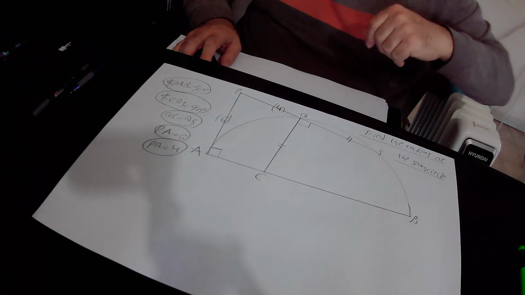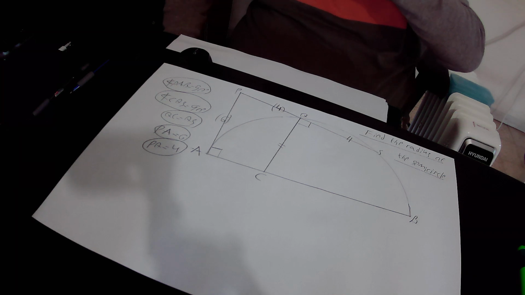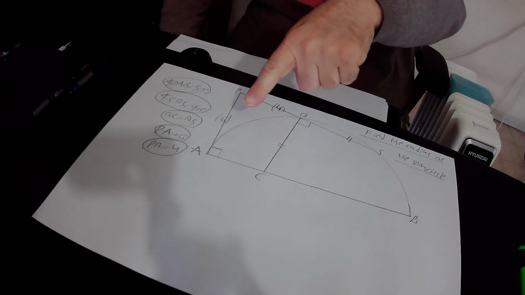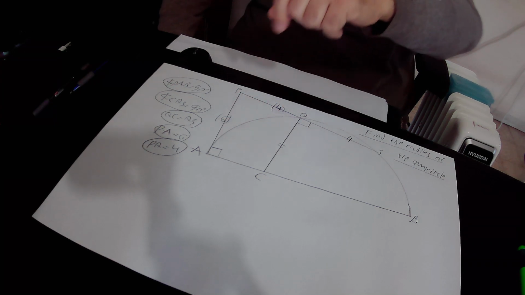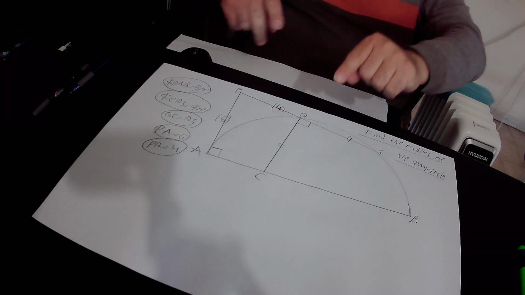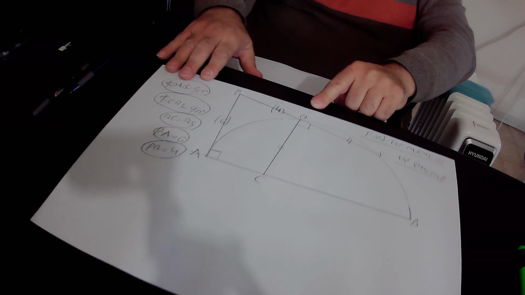Hello, in this lecture we'll find out the radius of the semicircle. In the drawing we have a semicircle. Line segment PA is tangent to the semicircle at point A. The length of line segment PA is 6 units. Line segment PQ equals 4 units in length.